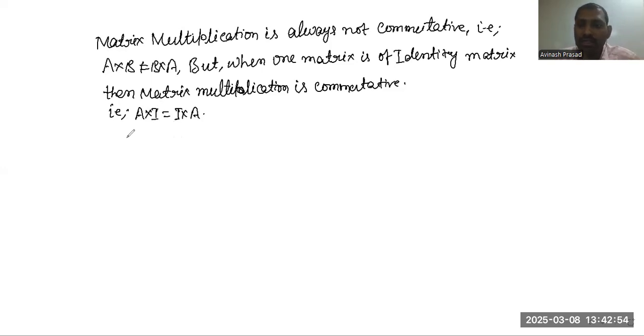So this was the algebra of matrices, where we have learned about addition of matrices, subtraction of matrices, and multiplication of matrices. And one more thing, division of matrices is not possible. We can find the inverse of a matrix by dividing the adjoint matrix by the determinant of that matrix. So matrix division is not possible.